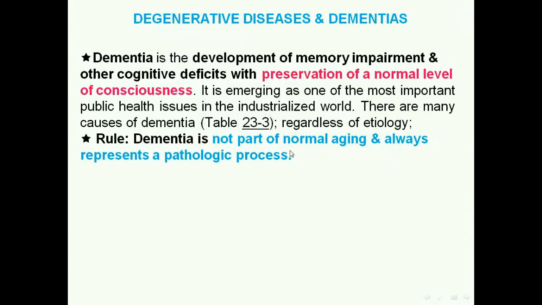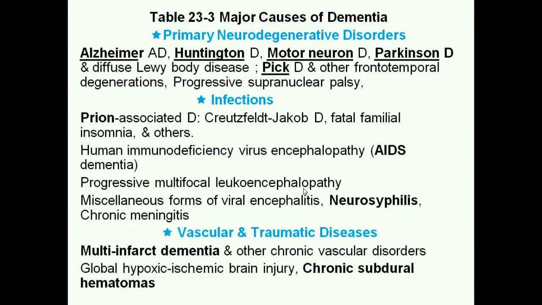Now, there are many causes of dementia, which we're going to talk about in a minute, but one thing we should really make sure to know is that dementia is not part of normal aging. It doesn't mean that as you grow older you're definitely going to have Alzheimer's or other dementias. It always represents a pathologic process. So it's not a normal aging physiological process, it's always pathological. And some of them are sporadic and some are familial.